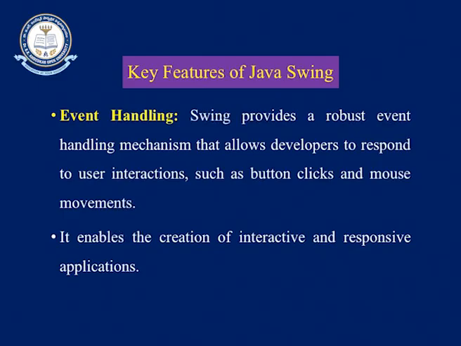Swing provides a robust event handling mechanism that allows developers to respond to user interactions. So suppose you clicked on the X button, one type of action will be implemented. Suppose you placed your mouse in a text box, another type of action will be implemented. So depending on the user interaction, different types of actions will be implemented. So this is the concept of event handling.